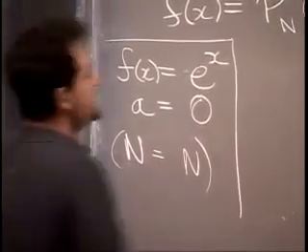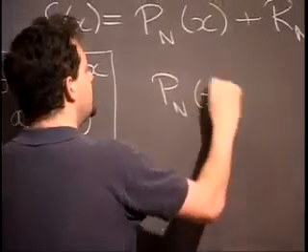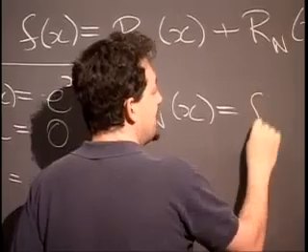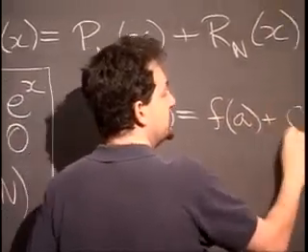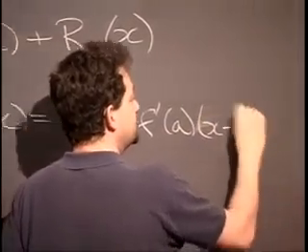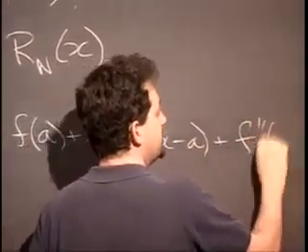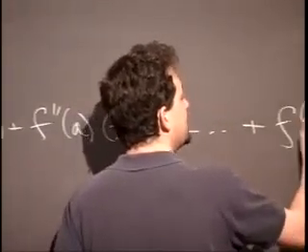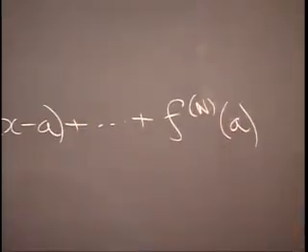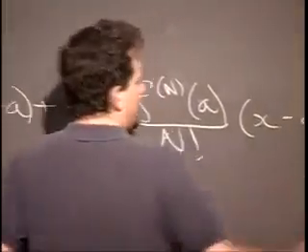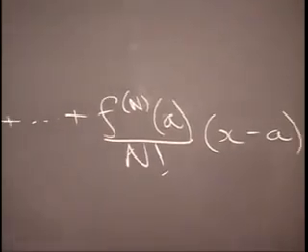Now, what is Pn of x? Well, by the formula that I wrote on the previous board, it looks like f of a plus f prime of a times x minus a plus f double prime of a, and so on until we get up to the nth derivative at a. And don't forget to divide by the factorials. Okay, that's true in general. Let's specialize first using a equals 0.